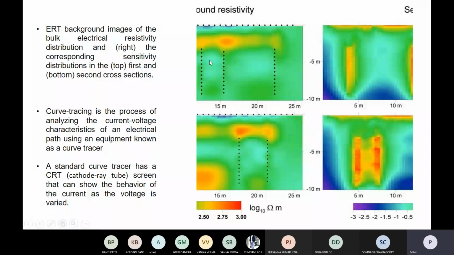These are the background images. Bulk electrical resistivity distribution, and sensitive distribution. This is the sensitive distribution, and this is the bulk electrical distribution. So bulk electrical distribution means what? That the complete amount would not move that fast, but it will show you the direction of movement, right? And this one will show you the sensitive distribution, that will show you how this water, I mean saline water, is moving.